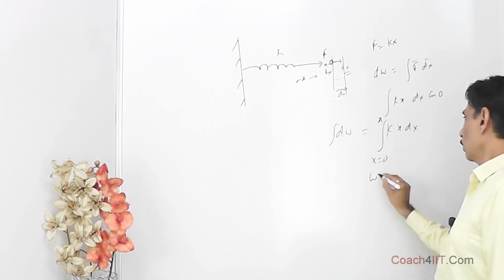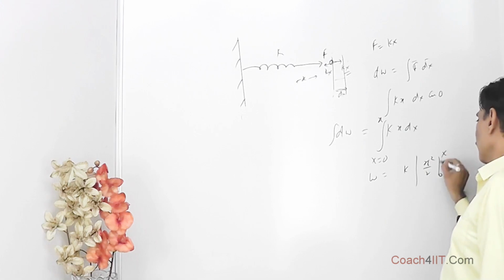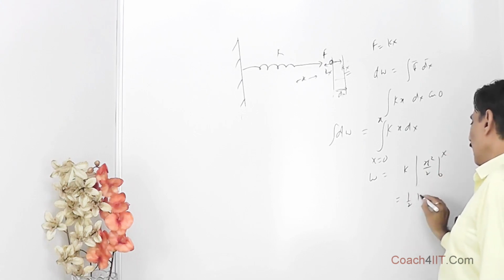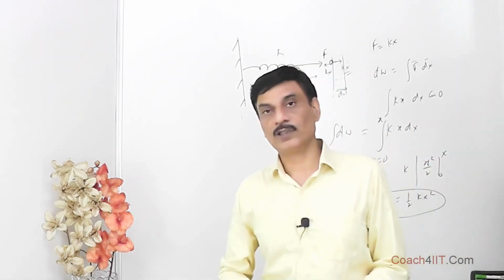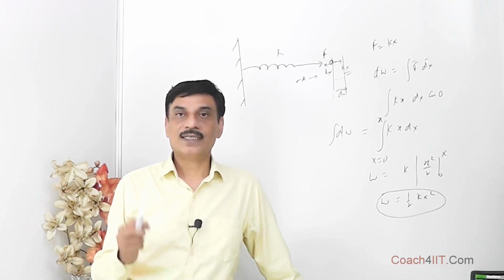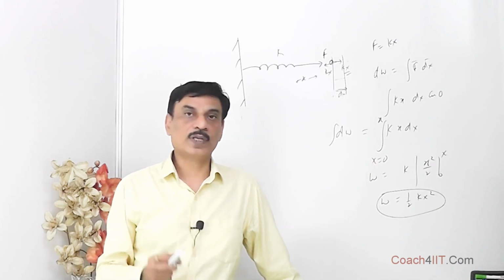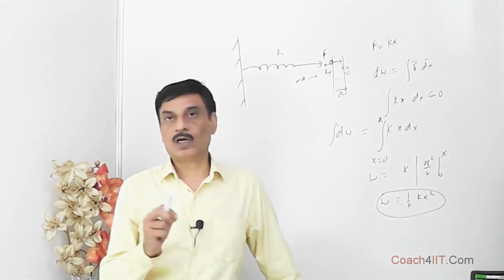So we have work done equal to K, which is constant, times the integral of x dx, which comes out to be x square by 2, with limits 0 to x only. So this comes out to be half Kx square. This is a result which you can use for the potential energy in the spring. You can use this result, that half Kx square is the potential energy stored in a spring, where x stands for the deformation, be it elongation or compression.